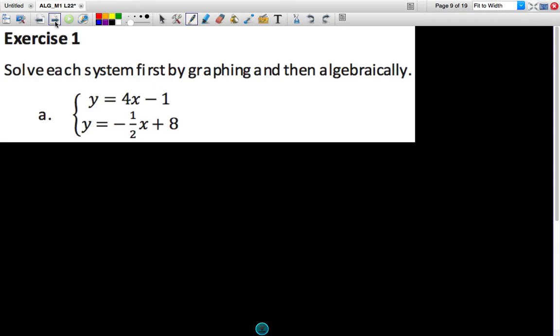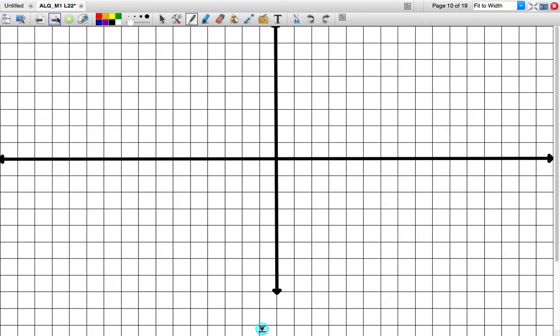Exercise 1. Solve each system first by graphing and then algebraically. So let's do algebraically for, actually this says first by graphing. So look at our top equation. Actually both equations here are already in slope-intercept form. So let's go ahead and graph these.